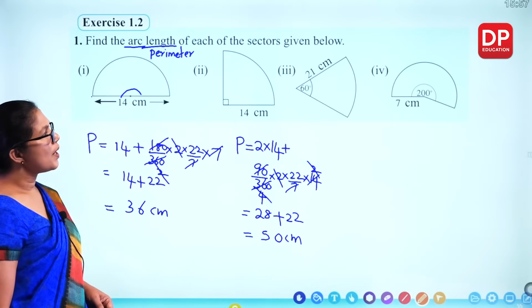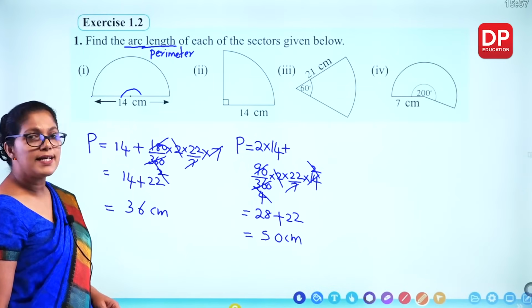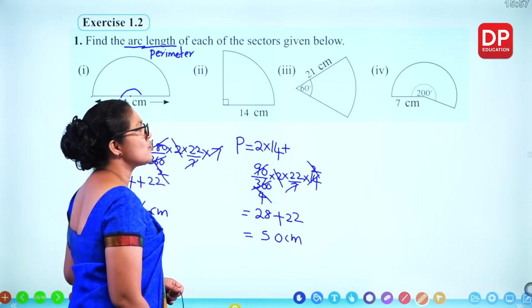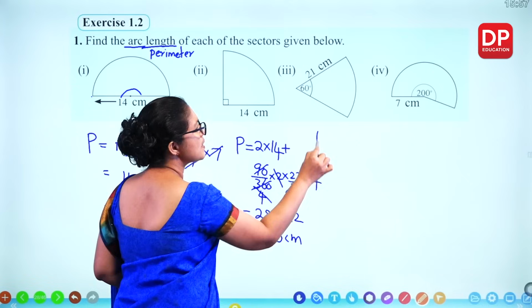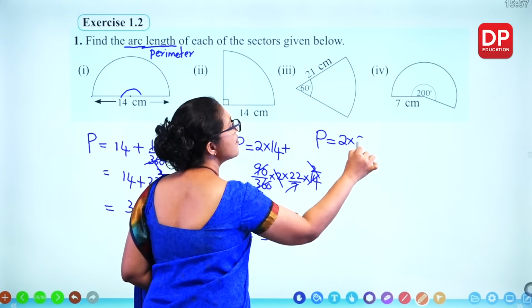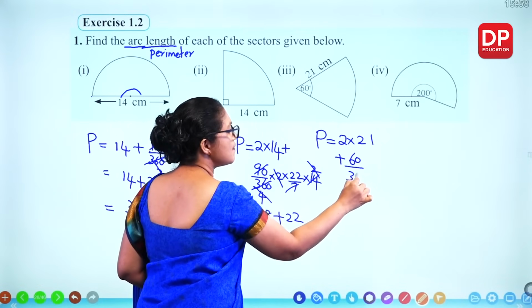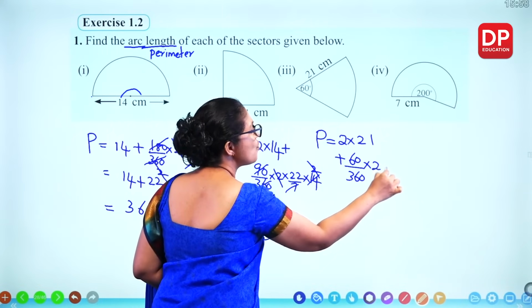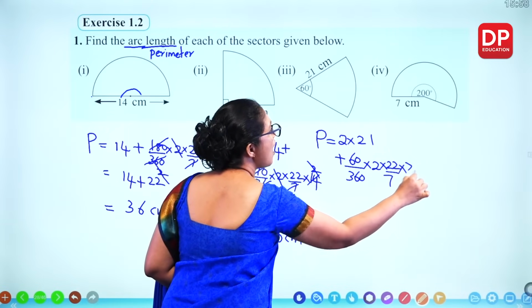Now look at the next one. The angle at the center is 60 degrees and the radius is given as 21. So you use the same formula. What's the perimeter? You can find double of R plus angle 60 divided by 360 into 2, pi value is 22 over 7, into R.